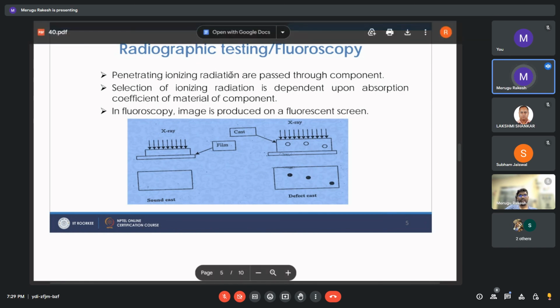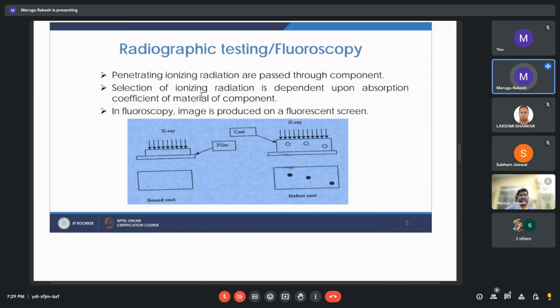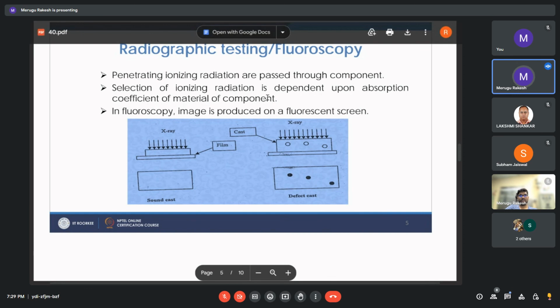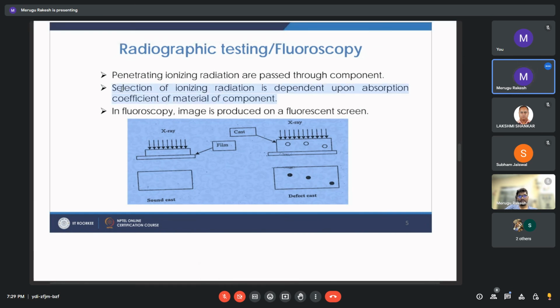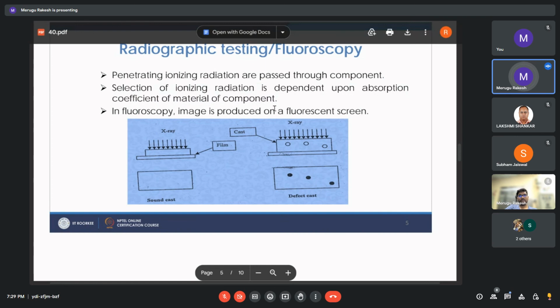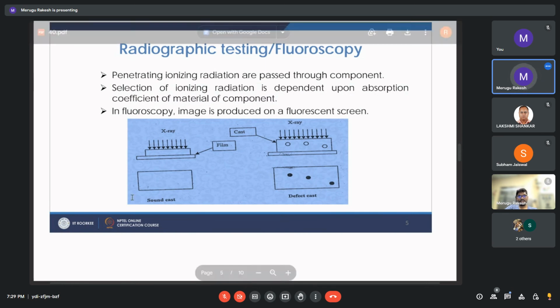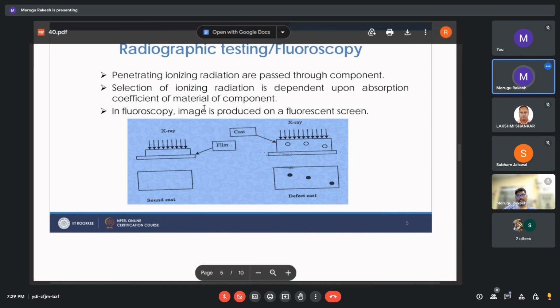Penetrating ionizing radiation is passed to the component. Selection of ionizing radiation is dependent upon the absorption coefficient of the material. In fluoroscopy, images are produced on the fluorescent screen, which you can see directly in situ. This test you can see in situ as well.